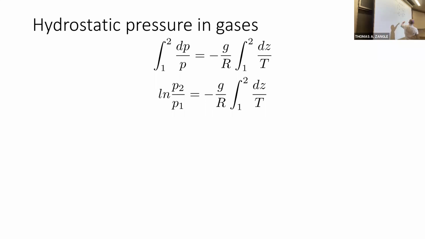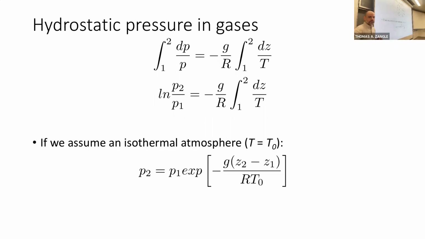And now we have to deal with the right-hand side, where we have this integral of dz over T. The easiest assumption is to assume isothermal, just to see what we could get. It doesn't necessarily match what we really see in the atmosphere, but it'll give us some idea of what happens here. And there we get P2 is P1 times the exponential of this term here: minus g (z2 minus z1) over RT1.